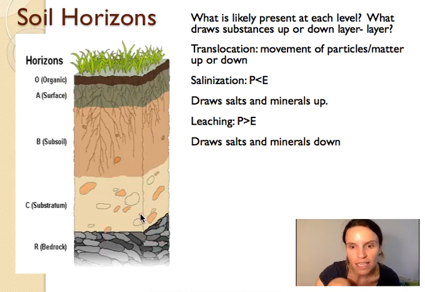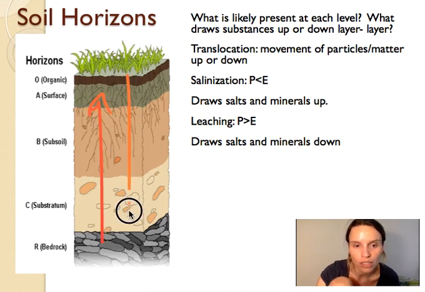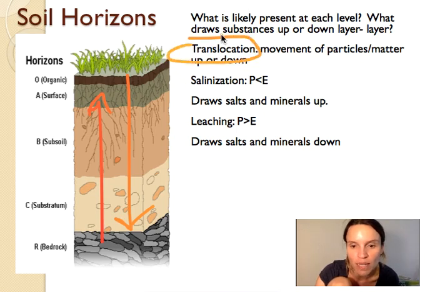Things obviously have the ability to move up and down through this soil profile, and we call that process translocation, the movement of any material up or down through a soil profile. We say that salinization is occurring when things are moving up, and generally the condition that needs to be met for that to happen is that evaporation needs to be greater than precipitation because particles move with the water molecules through the soil.